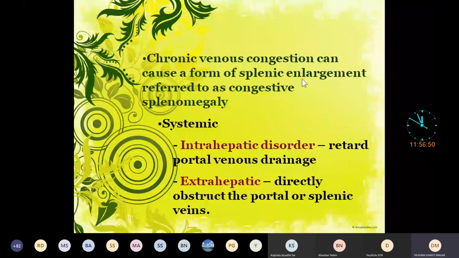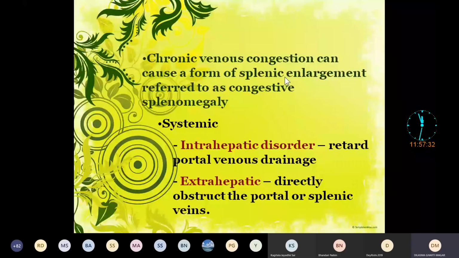So it may be because of systemic causes. There may be an intrahepatic disorder, meaning whenever some disorder is there within the liver, the portal venous drainage is not properly drained, then it will lead to chronic venous congestion, finally leading to the splenomegaly. Now, in case of the extrahepatic cause, the portal vein or the splenic vein will be directly obstructed, finally leading to the splenomegaly. Understood here? So chronic venous congestion can form a splenic enlargement referred to as congestive splenomegaly.